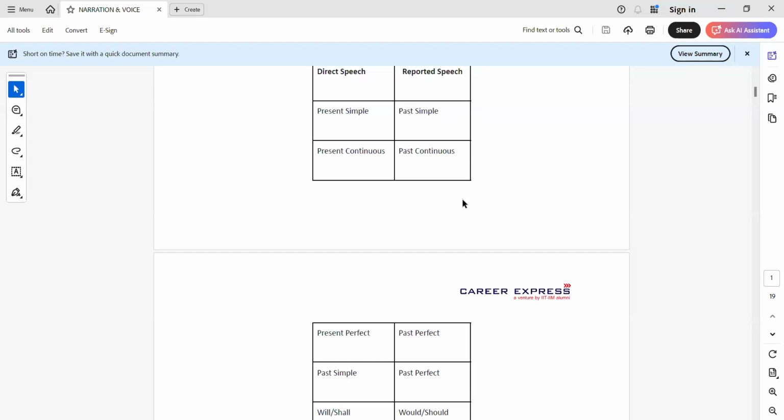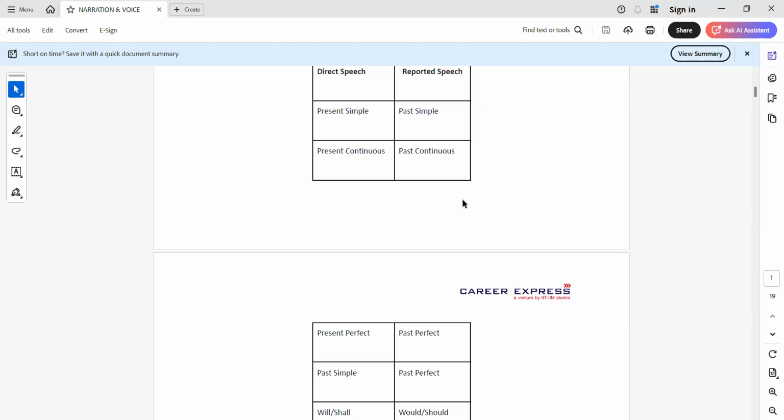So like I said, one step, the tense goes one step back. So simple present changes to simple past. Present continuous changes to past continuous. Present perfect changes to past perfect. And present perfect continuous doesn't change at all. It remains the same. Tense वही रहेगा, pronoun change हो जाएगा.